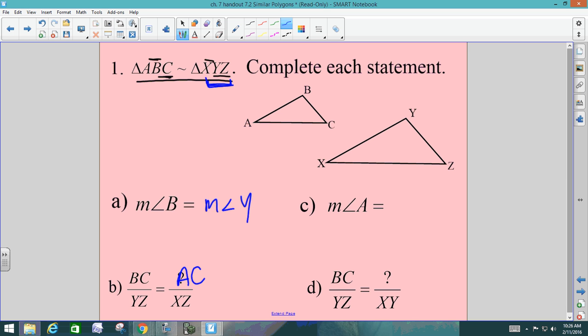Part C, the measure of angle A is equal to the measure of what? X. And then part D, BC is to YZ as what is to XY? AB. Congruent angles, sides are in proportion. Okay, they're not necessarily the same length, but they're always going to have the same ratio.